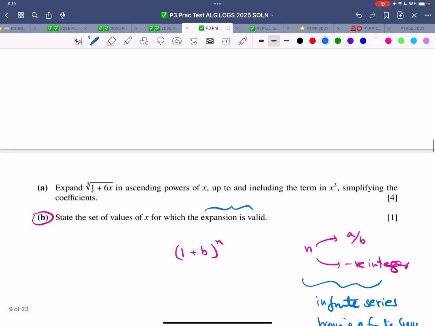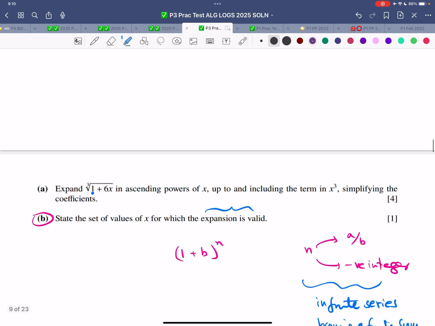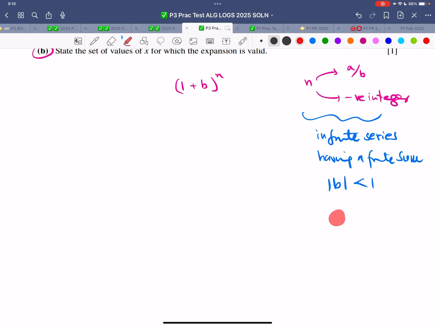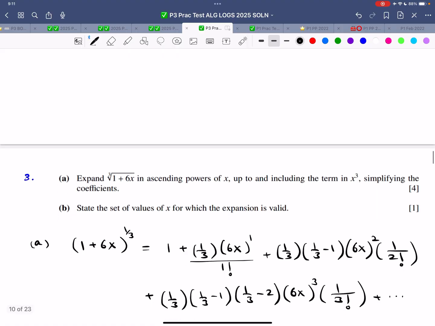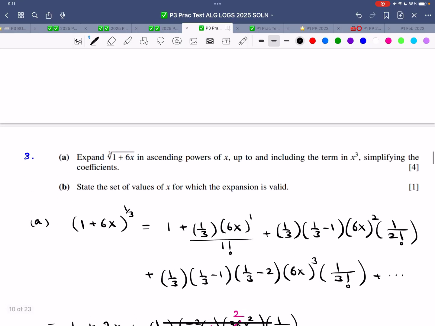Over here, the first term is 1. That is perfect. And what is over here? That is this thing, which is 6x. So therefore, modulus of 6x should be less than 1. So let me write over here, without waiting for the answer for the first part, modulus of 6x is less than 1, and then we work it out. The first one is very, very simple. Let's have a look. And let me also write the expansion.